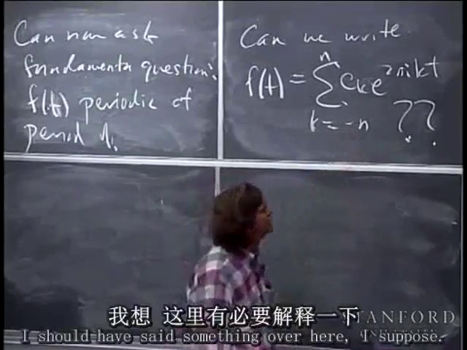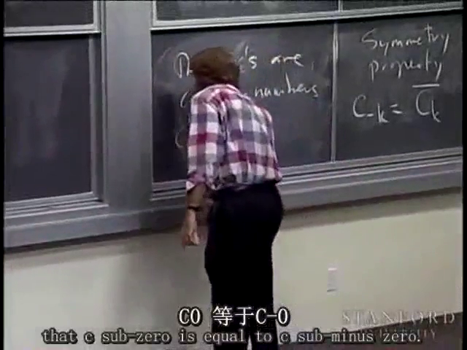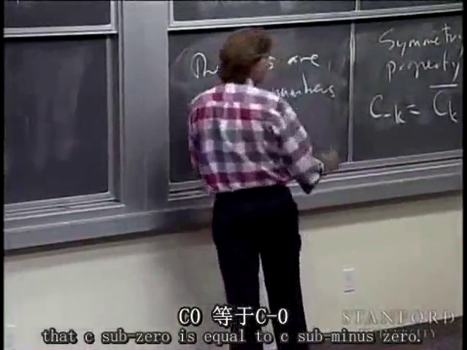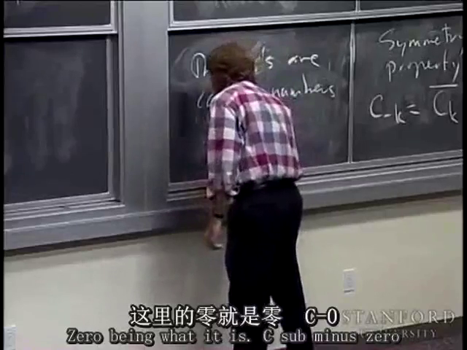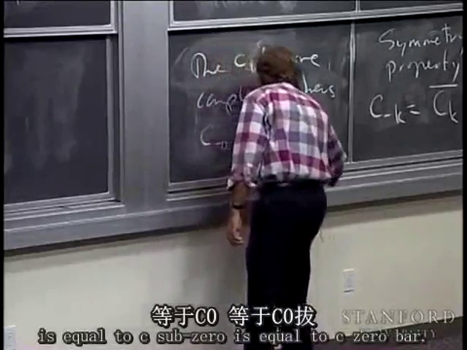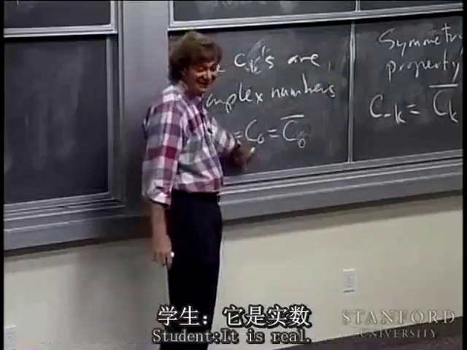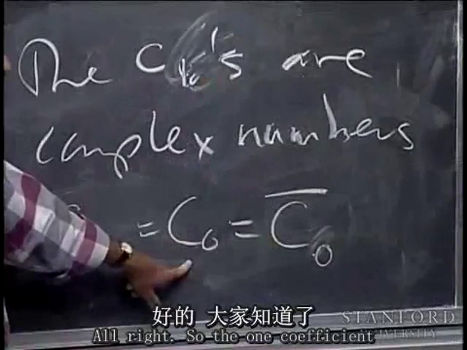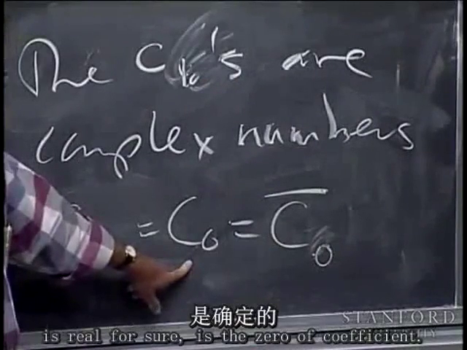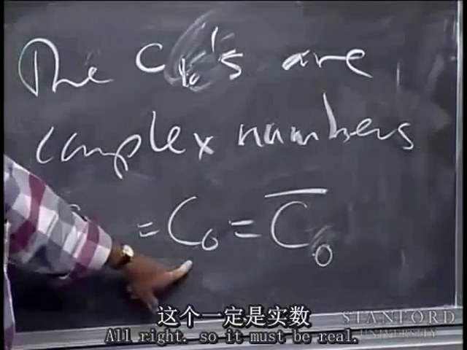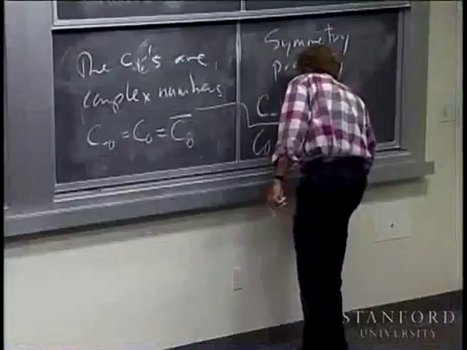Okay? By the way, I should have said something over here, I suppose. Note one thing, that c sub 0 is equal to c sub minus 0, 0 being what it is. c sub minus 0 is equal to c sub 0 is equal to c0 bar. What does it mean to say that a complex number is equal to its conjugate? It's real, all right? The one coefficient that you know for sure is real, others may be real, it may just work out that way, but the one you know is real for sure is the 0th coefficient. So c0 is real. That's just a little aside.